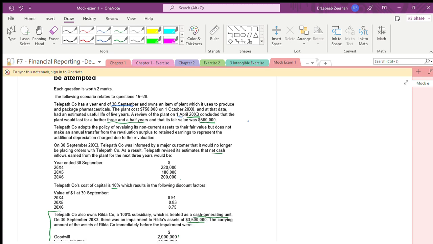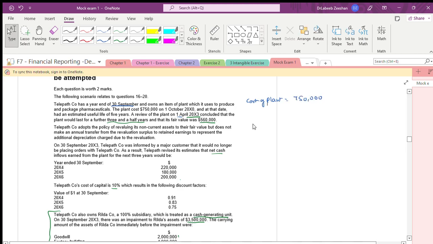The plant cost is how much? 750. Is it right? We are talking about revaluation surplus. Is it right? Plant cost is how much? 750. Is it right? Cost of plant is how much? 750. Is it right? 750.